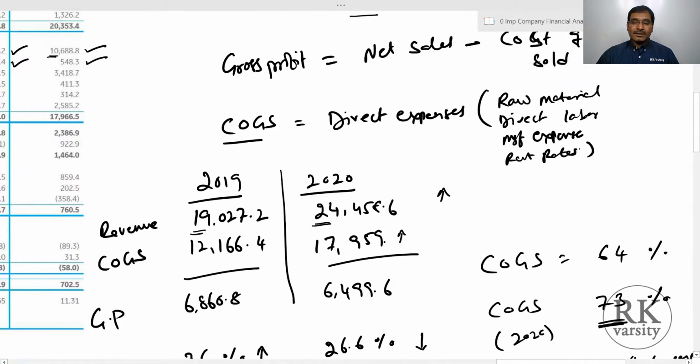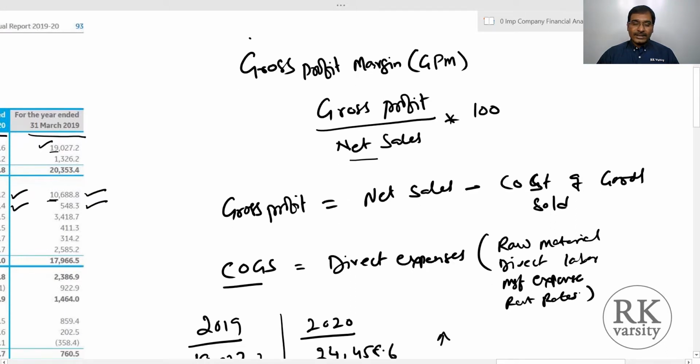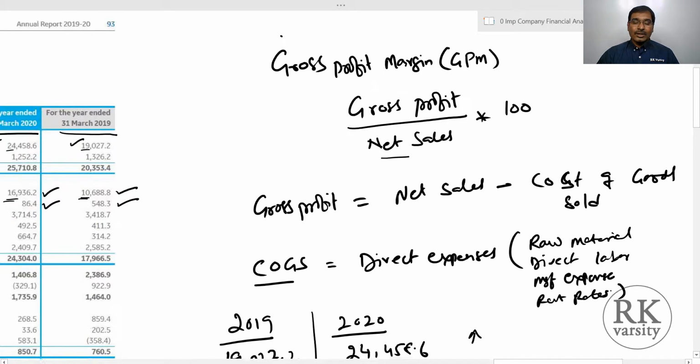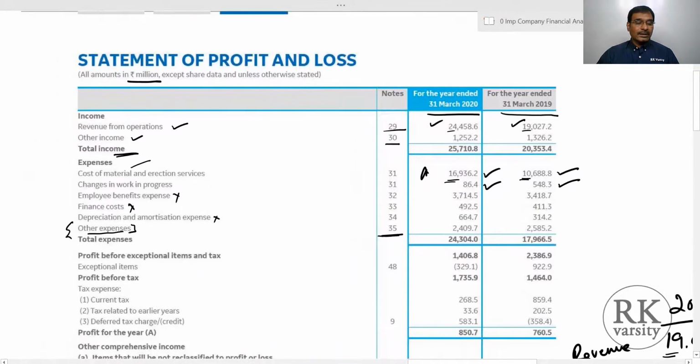So this is how you need to calculate the gross profit margin, compare it, and identify the factors that are influencing your gross profit margin. Gross profit margin is influenced by two factors. One is the revenue from operations and the second is the direct costs. As direct costs are not available directly in your statement of profit and loss account, you need to identify direct costs on your own, by looking at the expenses and also at other expenses.